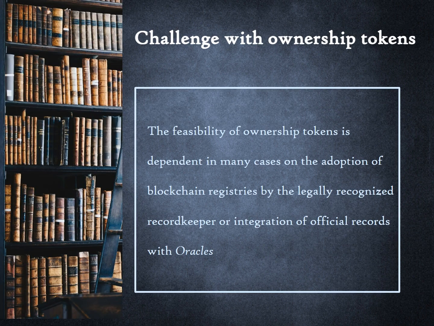A challenge with ownership tokens is the existence, in many cases, of an official registry of ownership for an asset class. For instance, the ownership of land is recorded by the state. Similarly, copyright of digital media is registered with the United States Copyright Office in the U.S. While such copyright registration is not mandatory, it improves the chances of winning a copyright infringement lawsuit in the U.S. Hence, the feasibility of ownership tokens is dependent in many cases on the adoption of blockchain registries by the legally recognized record keeper or integration of official records with oracles who can reliably transmit off-chain information to the blockchain.